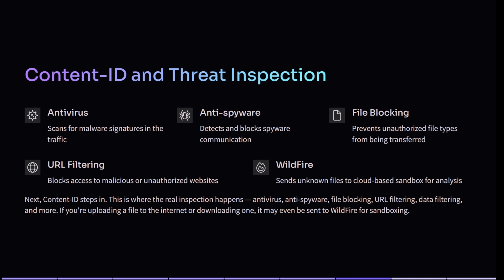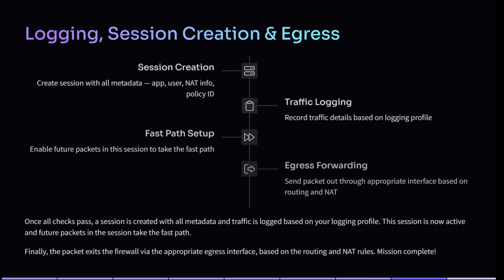Next, Content ID steps in. This is where the real inspection happens. Antivirus, anti-spyware, file blocking, URL filtering, data filtering, and more. If you're uploading a file to the internet or downloading one, it may even be sent to Wildfire for sandboxing.